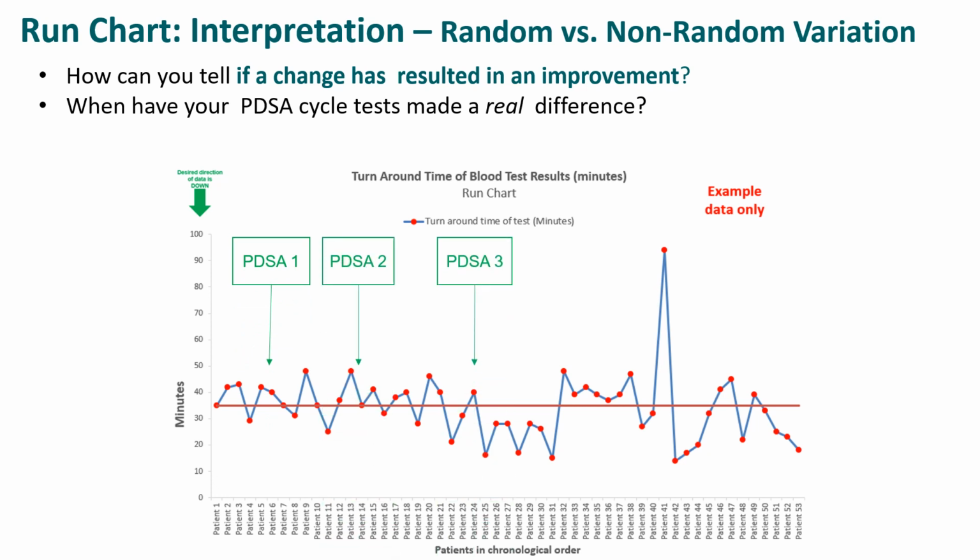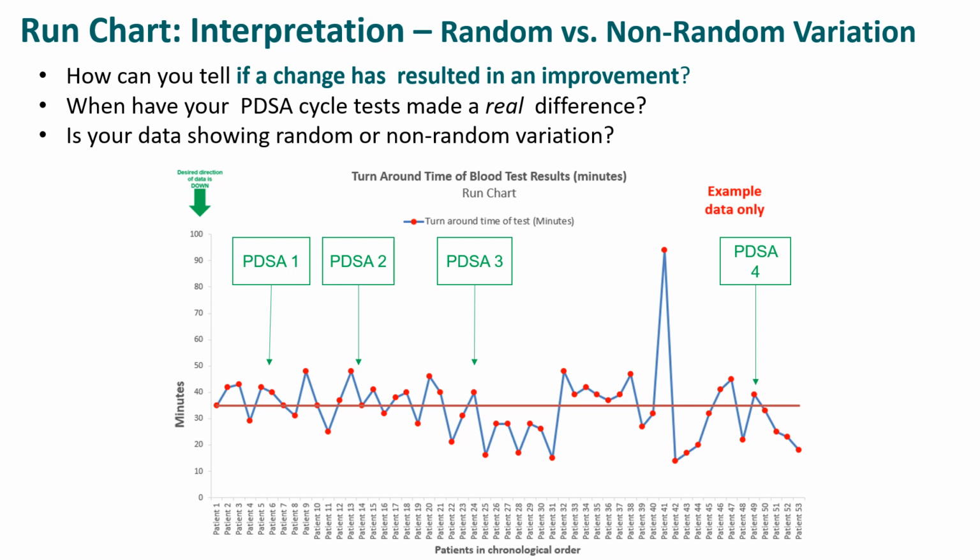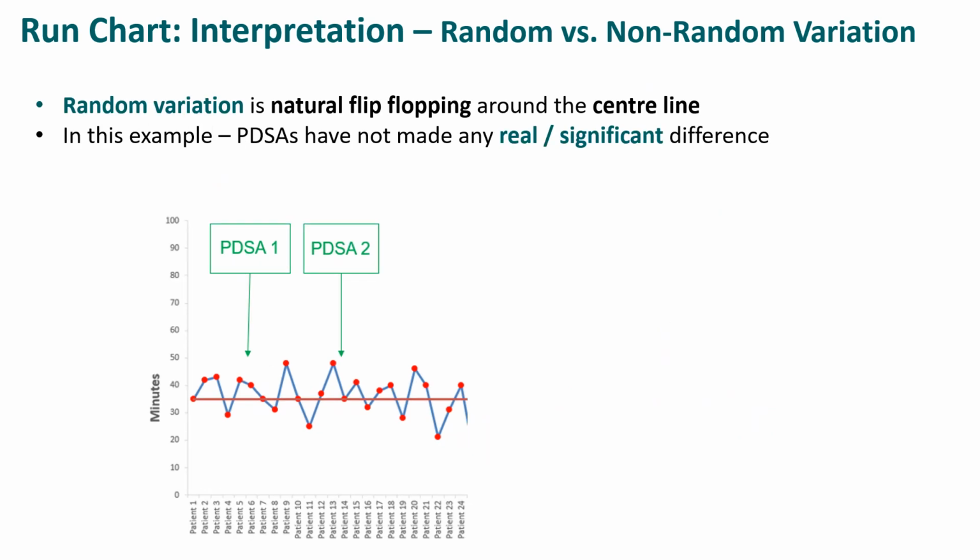So here we have some PDSA cycles, and what we need to determine is, have they made a real difference? Is your data showing random or non-random variation is the question. Random variation is natural flip-flopping around the center line, and this is where it is important to have the center line through your run chart. In this example, the PDSAs have not made any real or significant difference. What we have is random variation in this chart.